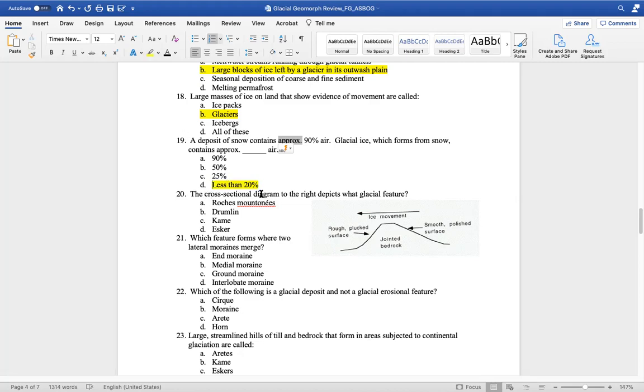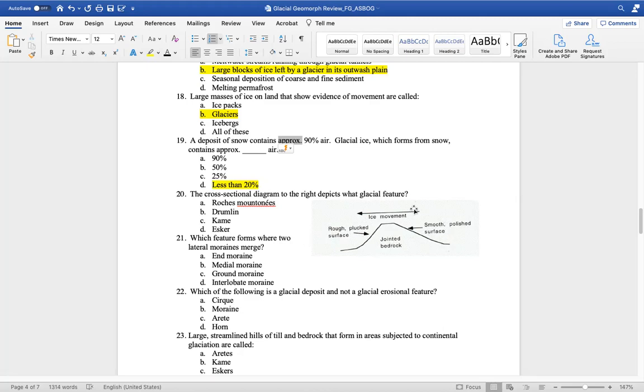The cross-sectional diagram to the right depicts what glacial feature? So we have some abrasion over here. That's what helps give us this smooth, polished surface. And we have ice that's going this direction. So we have abrasion over here, and we see some plucking and quarrying over here. That sounds like a roche moutonné that we talked about earlier.